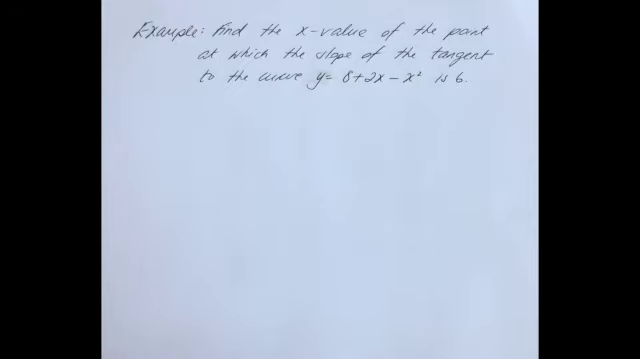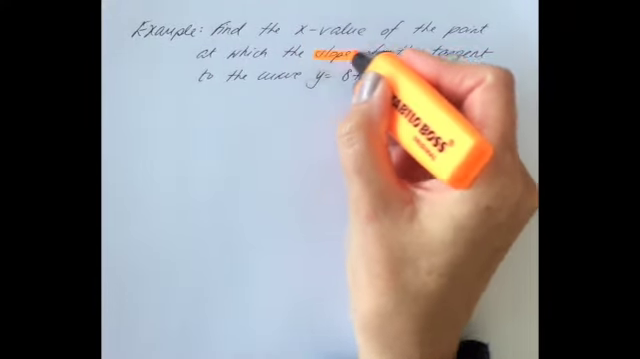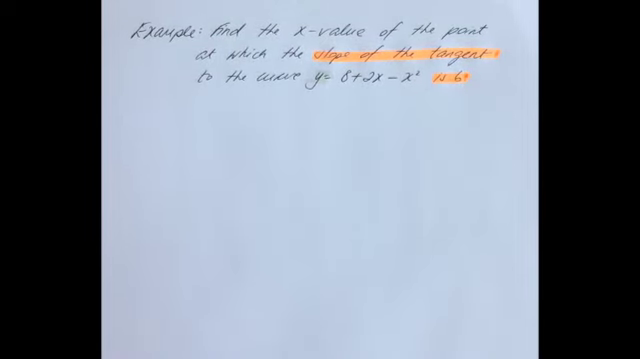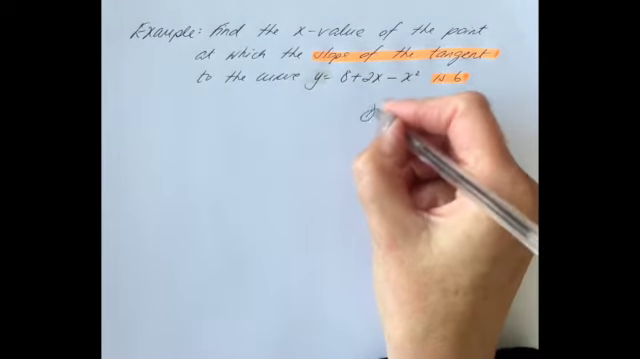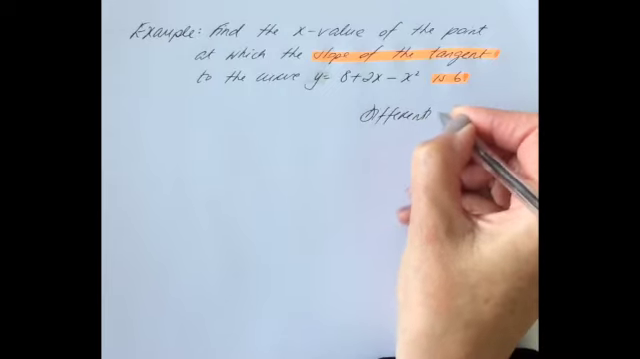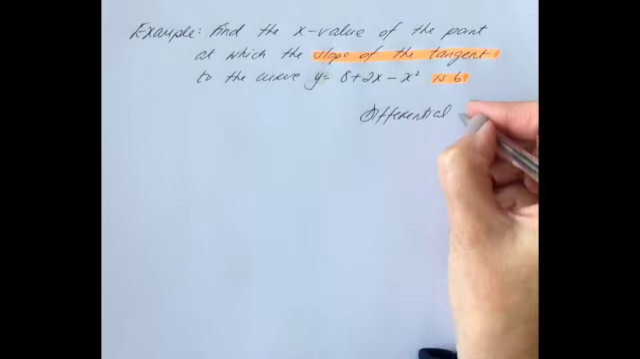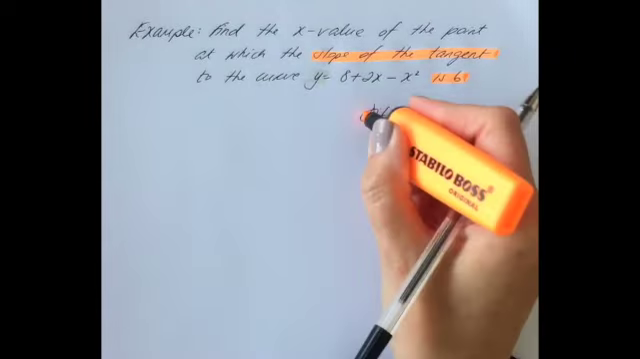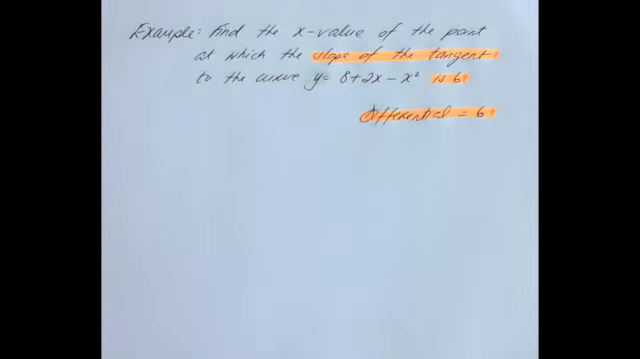Okay, let's try this question. Find the x value of the point at which the slope of the tangent to the curve y equals 8 plus 2x minus x squared is 6. Now again, it's very wordy, but you just want to be pulling out the key pieces of information. And here we can see that the slope of the tangent is 6. Now remember, slope of the tangent is what you get when you differentiate. So that is basically telling me that the differential, in other words, the result from when you differentiate, is 6. Okay, that's what they're telling me when they say the slope of the tangent is 6.